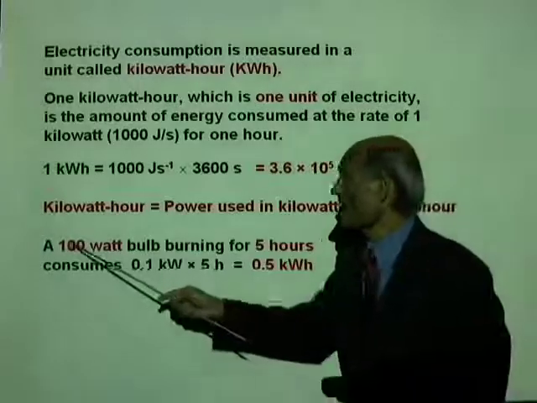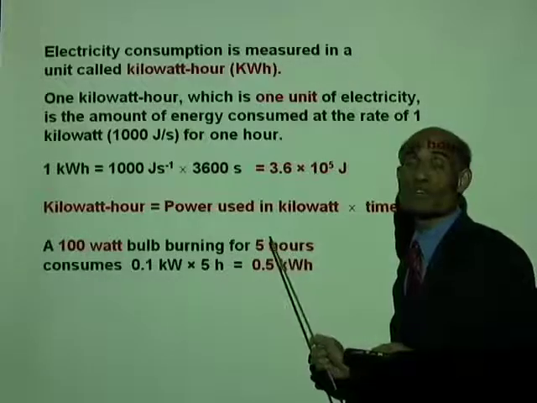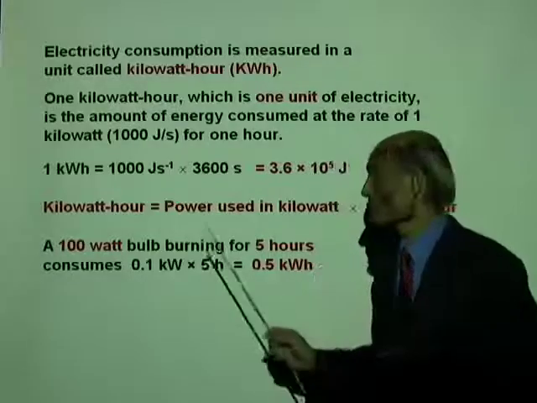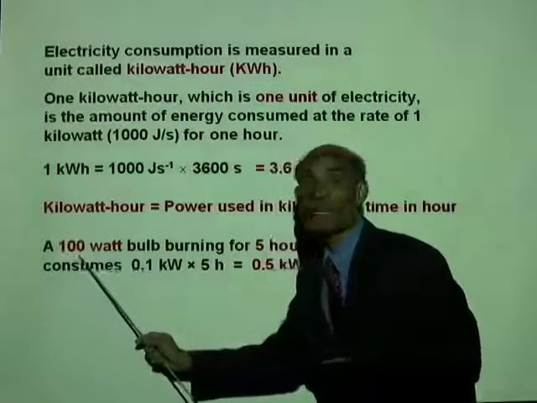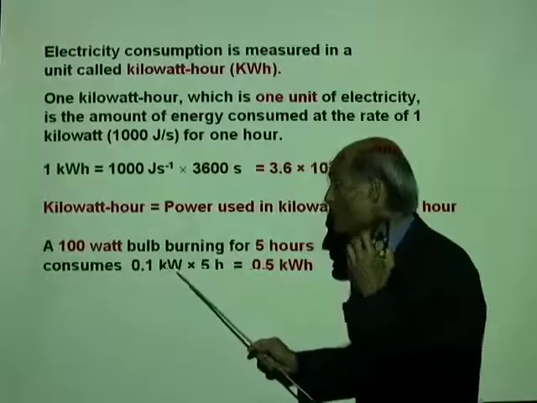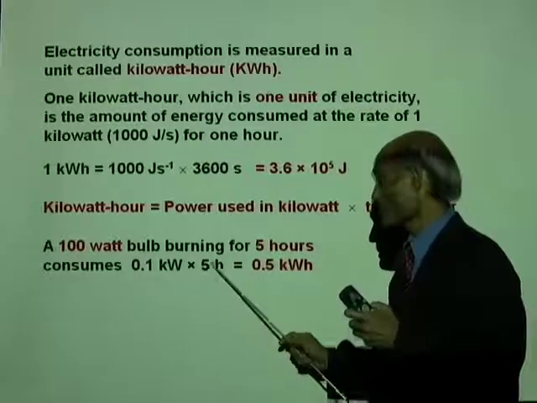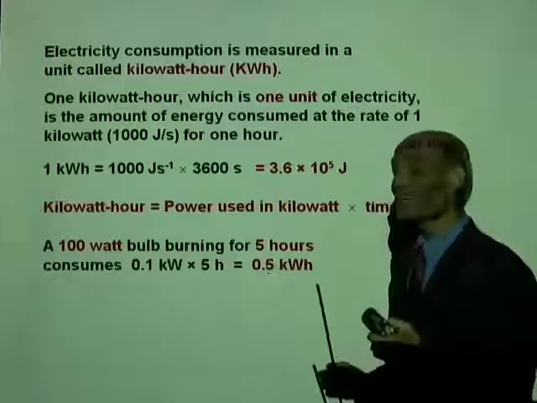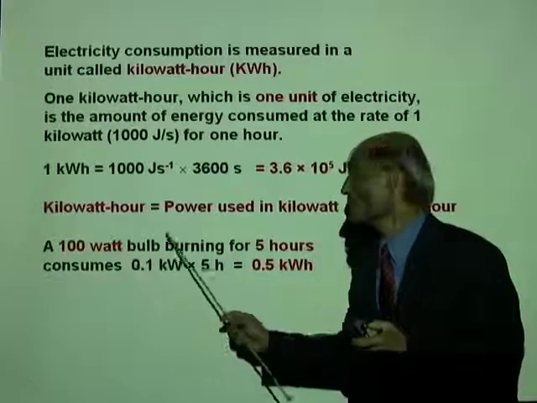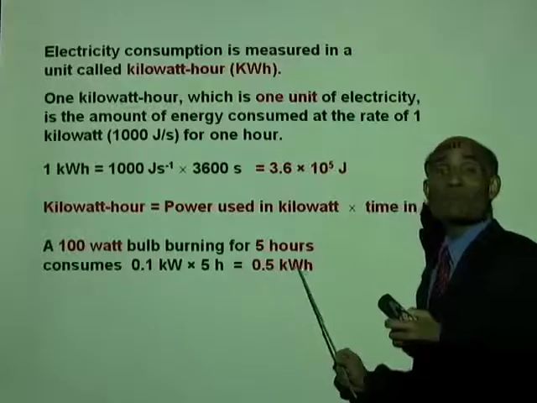For example, a 100 watt bulb burning for 5 hours. How many kilowatt hour is the power it consumes? First of all, write the power in kilowatt. 100 watt is 0.1 kilowatt. Multiply that with the time in hour, and that will be 0.5 kilowatt hour. So a 100 watt bulb burning for 5 hours consumes half a unit of electricity.